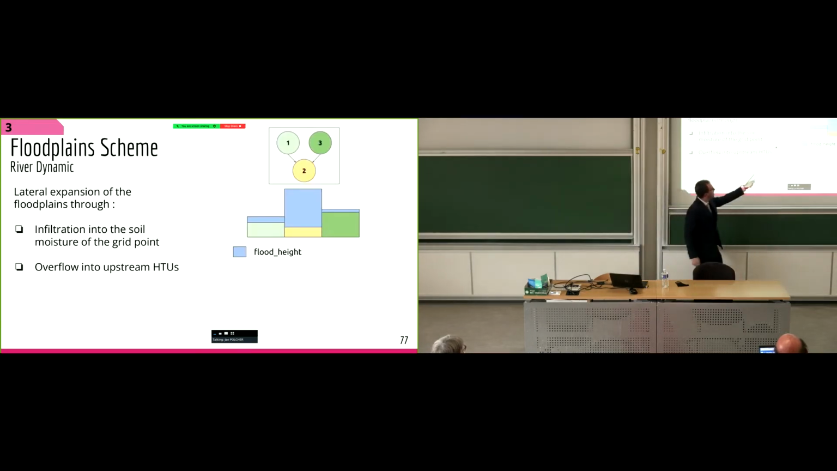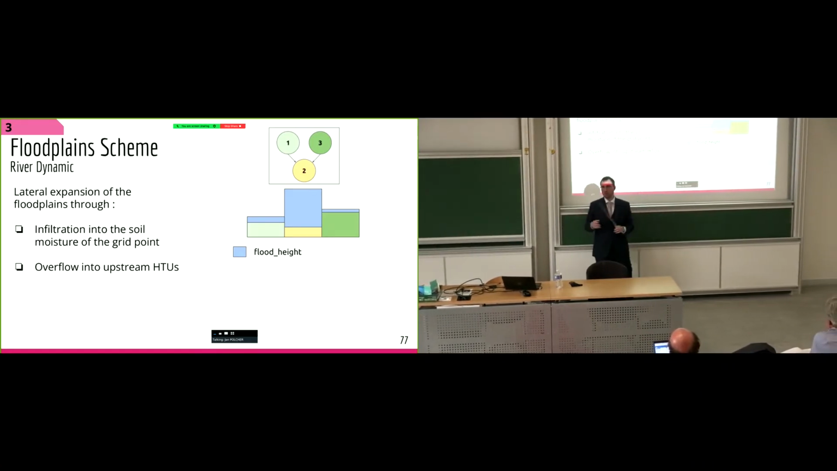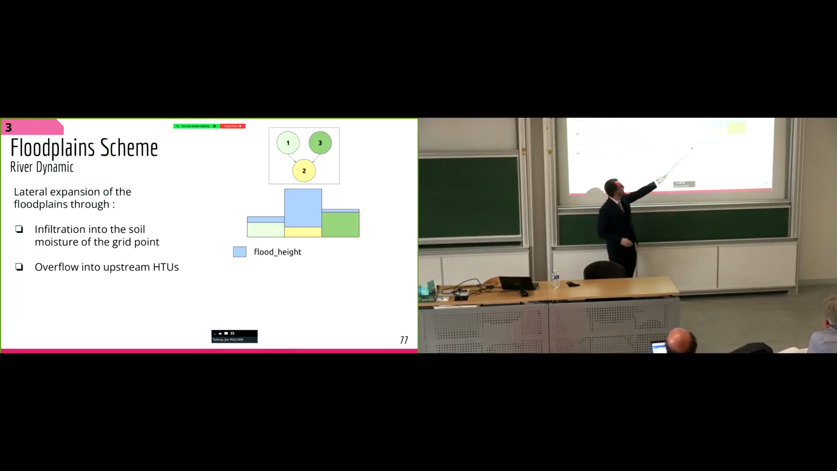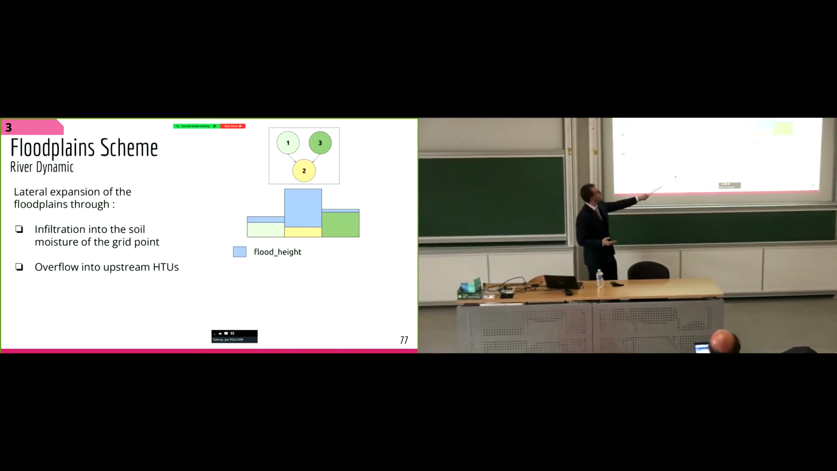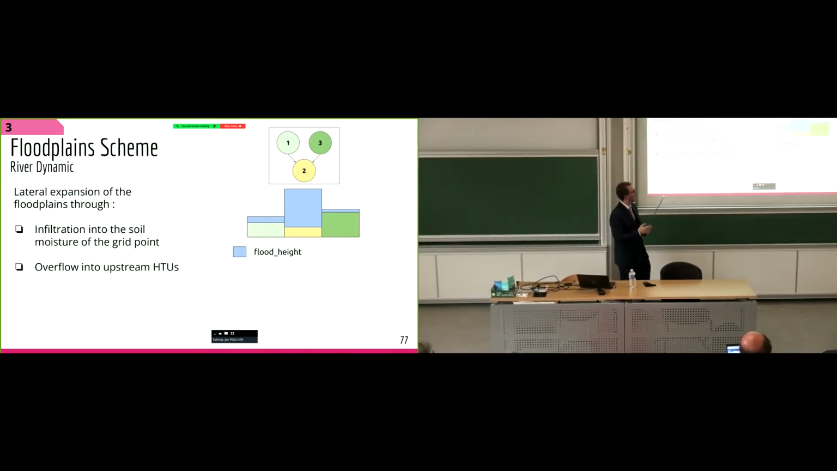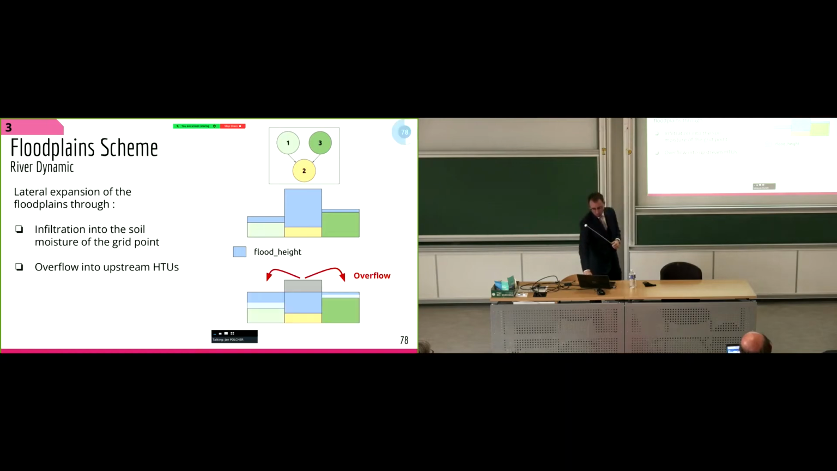Here you can see an example. Let's imagine this HTU2, which, for example, may be a very large river. So it has a very large quantity of water in its floodplain reservoir. So you can see that the river is very high. And the overflow is giving this HTU the possibility to overflow into its upstream HTUs. So you can imagine, for example, the main Paraguay River, which will be the HTUs in yellow, and the overflow allows it to expand the floodplains to the neighborhood HTUs.